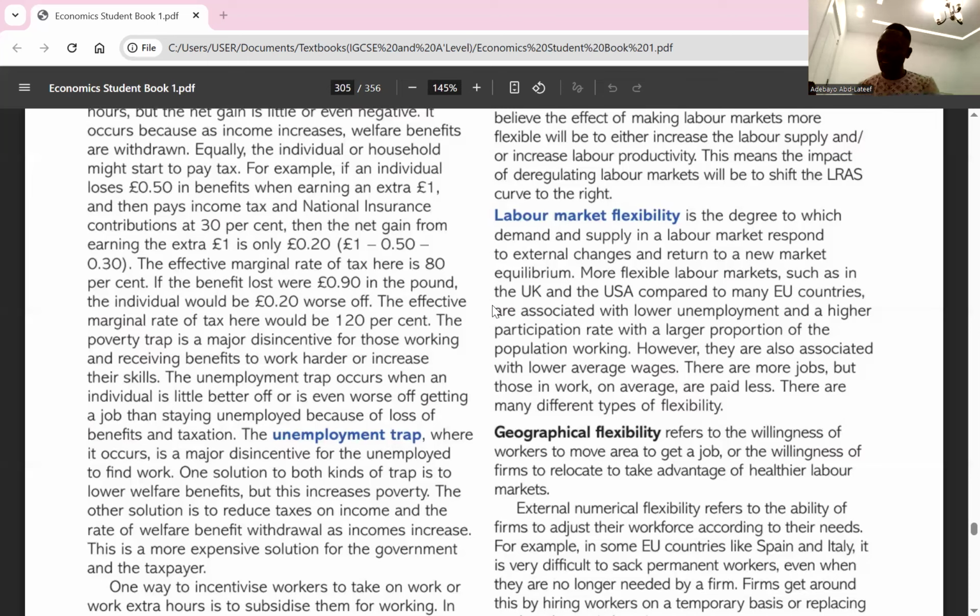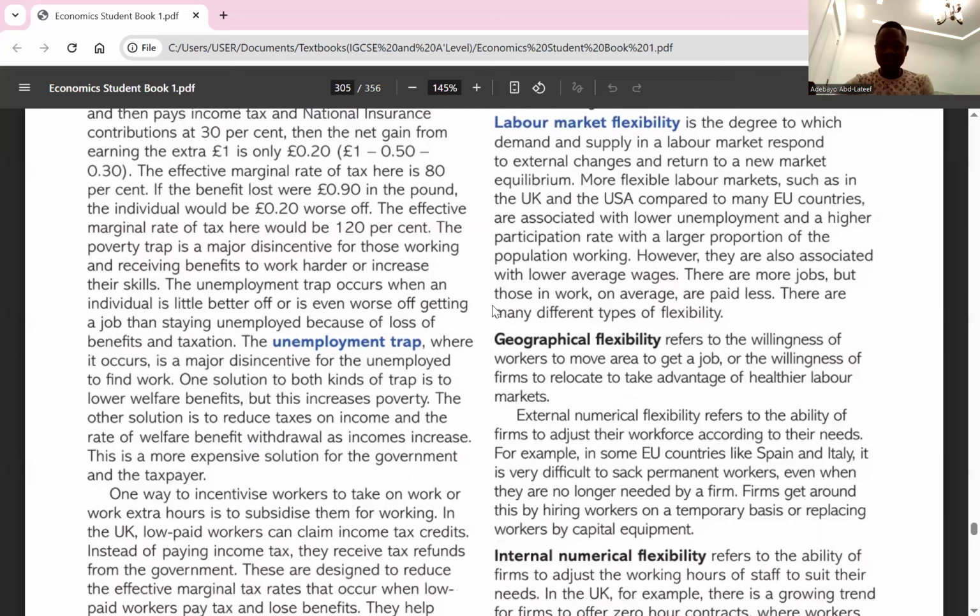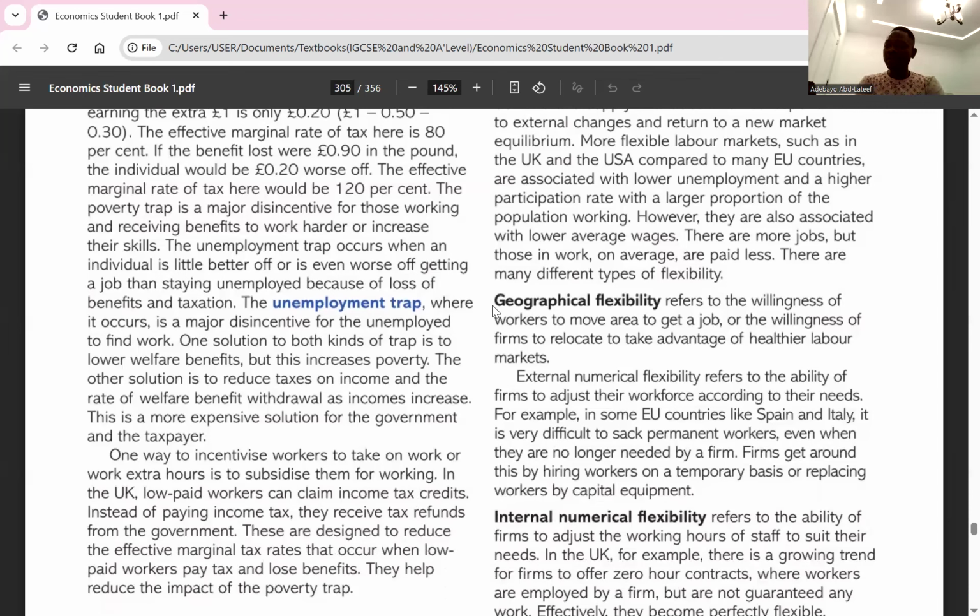Then we have the external numerical flexibility. For external numerical flexibility, I wrote, this refers to the ability of firms to adjust their workforce according to their needs. For example, hiring workers on a temporary basis or replacing workers with capital equipment. So we call it external flexibility. If employers are able to adjust their workforce based on their own needs. So, we need more workers right now, but we need them for just a short period of time. Let's employ temporary workers, or we replace workers that we think are surplus to requirements with equipment. That is external numerical flexibility.